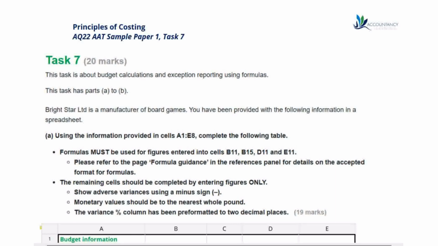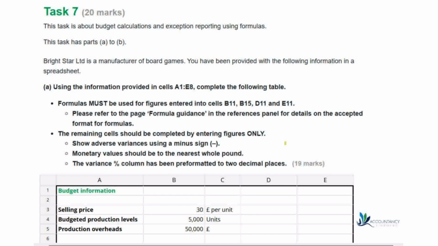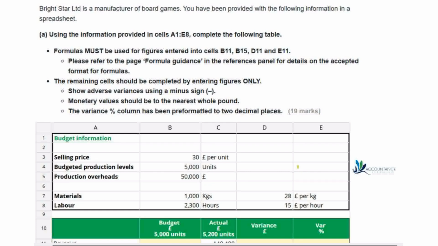I'm Sarah, and in this video I'll take you through the Principles of Costing Sample Paper 1 Task 7. Task 7 is about budget calculations and exception reporting using formulae. Bright Star Limited is a manufacturer of board games. You've been provided with the following information in a spreadsheet. So down here we have got the information.